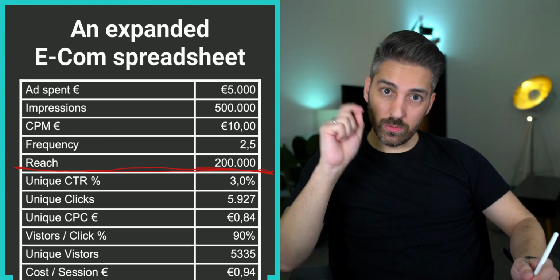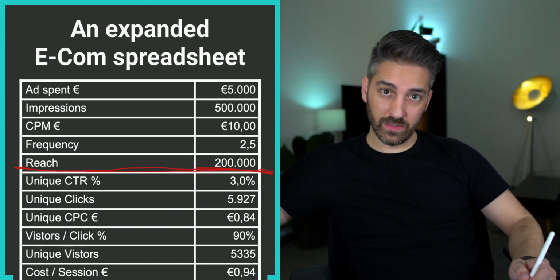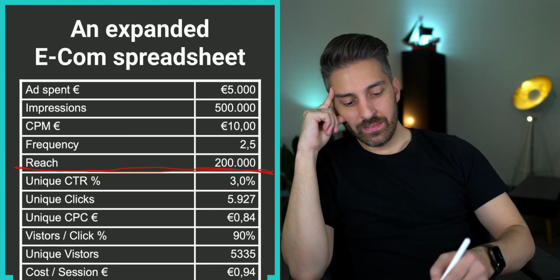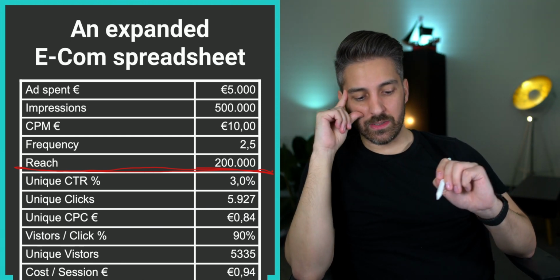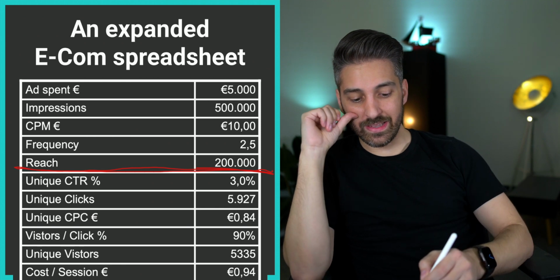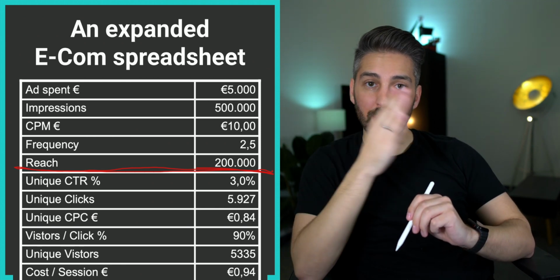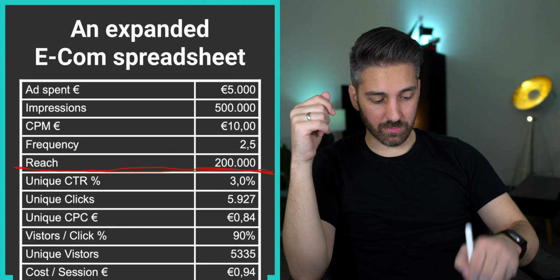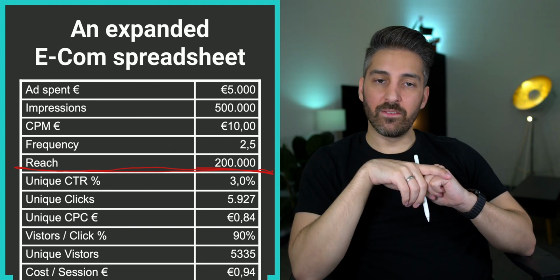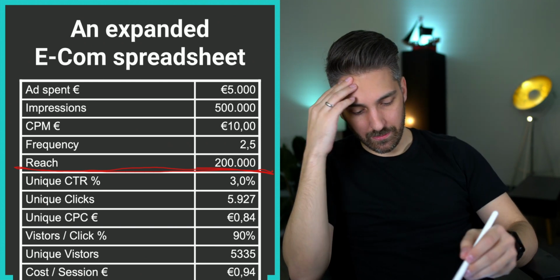But we're looking at unique click-through rate, and you can set this up in your Facebook columns. That results in 5,927 clicks, as we saw before, but now we can see how much we paid for that step. That is called the cost per click, the CPC. 84 cents, pretty reasonable still.